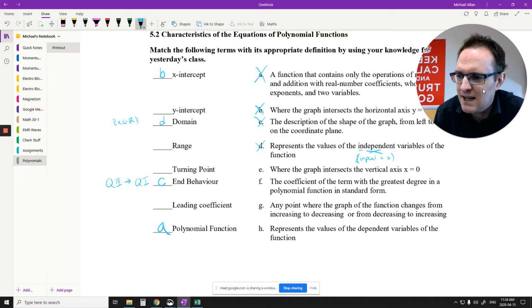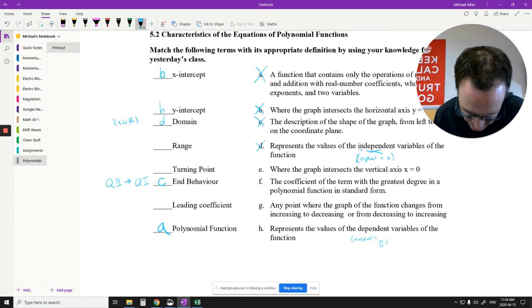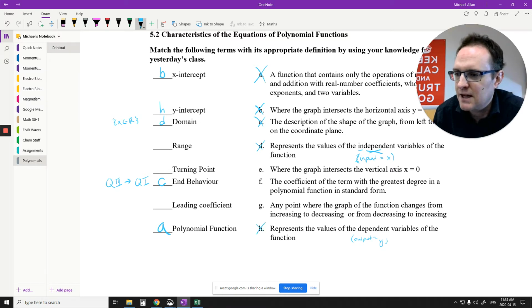Represents, I'm just going to go down here because this represents the value of the dependent variables. The dependent ones are the outputs. And these are the y values. So this would be h. Okay, let's go to that. Where the graph intersects the vertical axis. Oh, what did I do here? Oops. H would be this one down here. Where it crosses the vertical axis. That's the y-intercept, where it crosses the vertical axis.